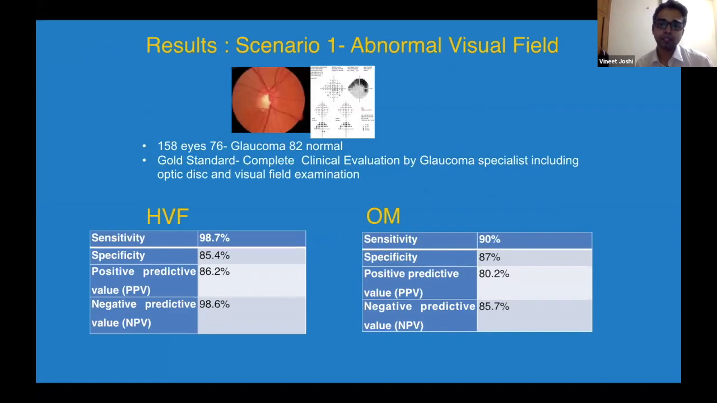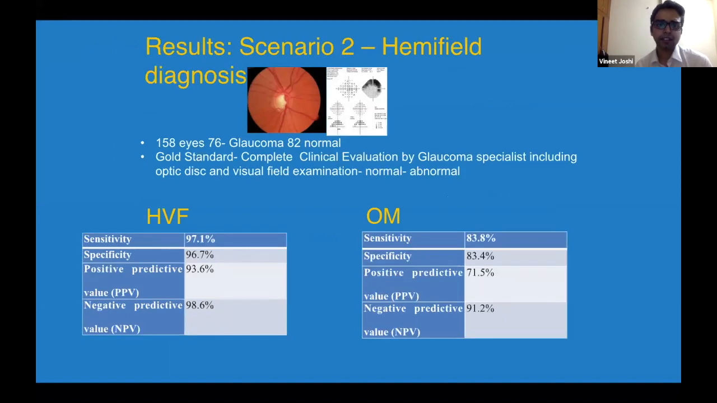So the results were classified in 2 scenarios: the presence or absence of abnormal visual field, where we could find that compared to HVF, Ohm fared fairly well in sensitivity and specificity in the initial stages. And in scenario 2, where the hemifield diagnosis was considered, the sensitivity and specificity was around 83 to 84%, which is also fairly good compared to the standard of the HVFs over here.